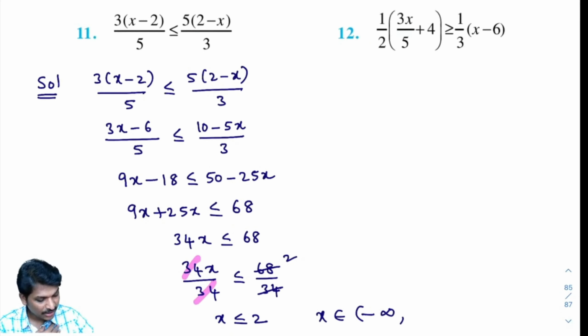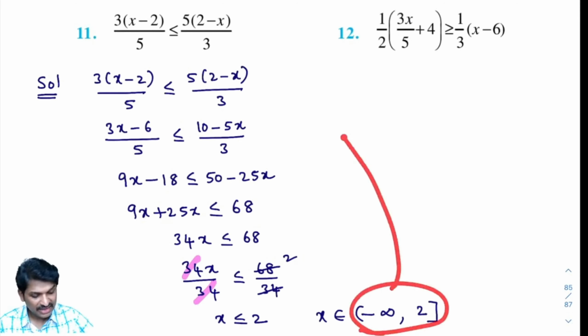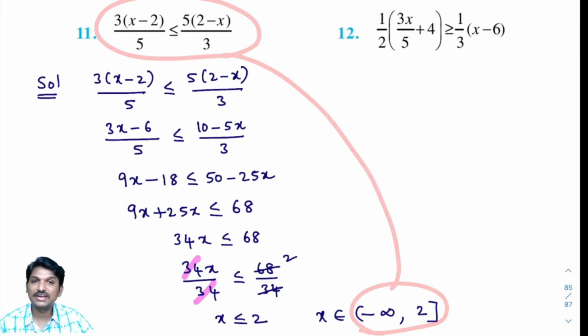Less than or equal to is there. Equality is there, so I need to keep a closed bracket. Minus infinity to 2. Good. Chirag Kumar, same. Very good, Chirag. I hope you are following these things. So you take any real x value in this interval, that is going to satisfy this inequality.